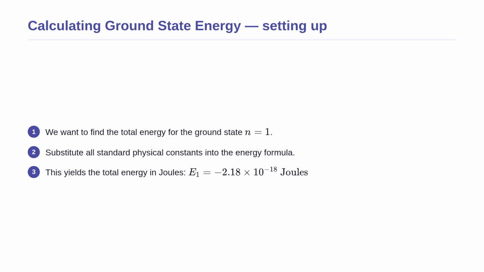Let us calculate this total ground state energy. We are asked to find the absolute lowest energy state for the hydrogen atom. We plug in all the standard physical constants: the electron mass, the charge to the fourth power, the permittivity squared, and Planck's constant squared. When we compute this massive fraction, it yields a total energy of negative 2.18 times 10 to the power of negative 18 joules. This means the electron is as tightly bound to the nucleus as the laws of physics will allow.